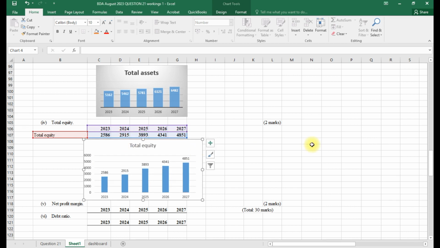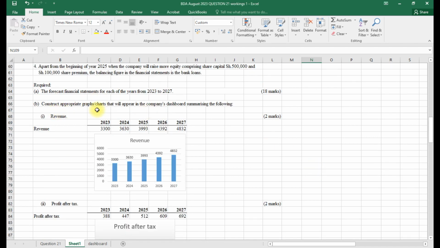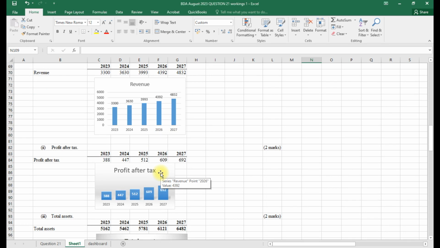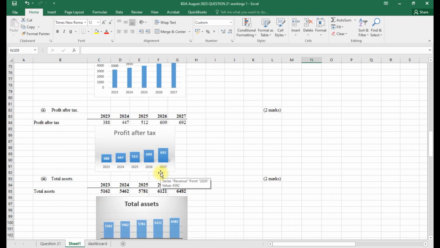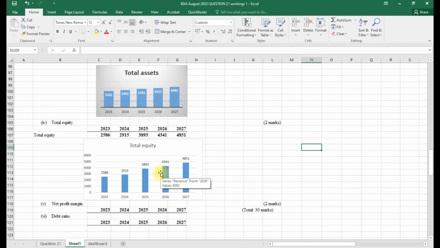Remember, the question was you just needed to create the appropriate graphs or charts that will appear in the company dashboard. They have not asked you to prepare the dashboard, but you can assist the examiner to prepare the dashboard, of which it will be a lot of work. This one you just need the charts, only the charts. That's the chart for revenue, profit after tax, total assets, and total equity.